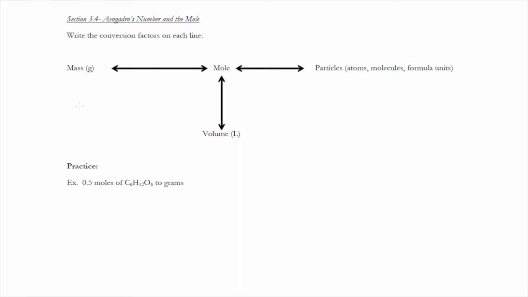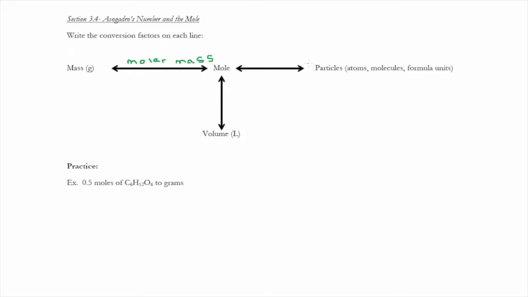The last thing that I need to talk about in this video is Avogadro's number. So talking about converting between mass, moles, volume, and particles. So remember, the mole is your central unit. So if I'm wanting to go from mass to moles, remember the conversion factor for that is your molar mass. And that's what we calculated just a second ago when we were doing the percent composition.